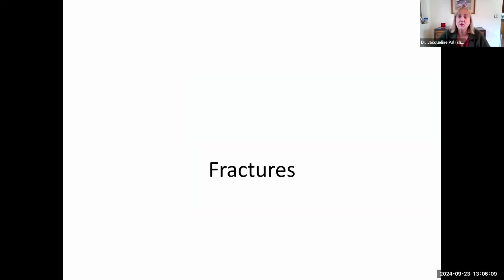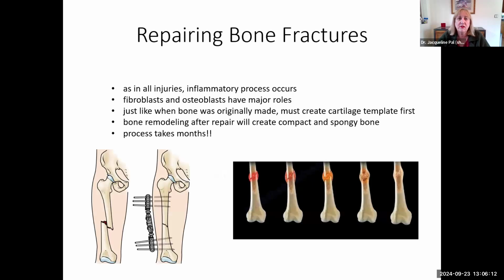Back. In this section, we're going to learn about bone fractures. So, when we talk about repairing bone fractures, as in all injuries, an inflammatory process is going to occur, but that is only going to be the beginning of repairing bone fractures. And because bony tissue is a type of connective tissue, fibroblasts are going to have a major role, as well as, because we are building lots of bony tissue, osteoblasts will have a major role.